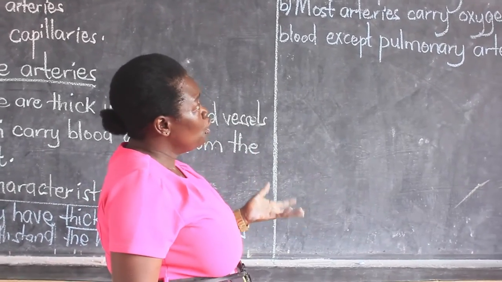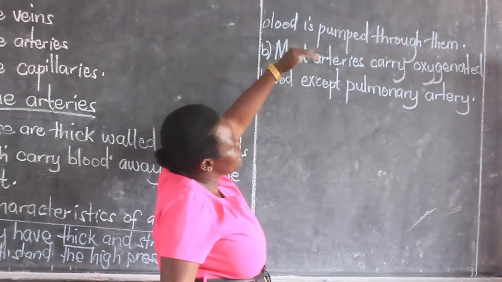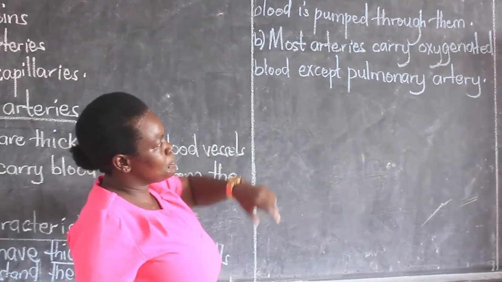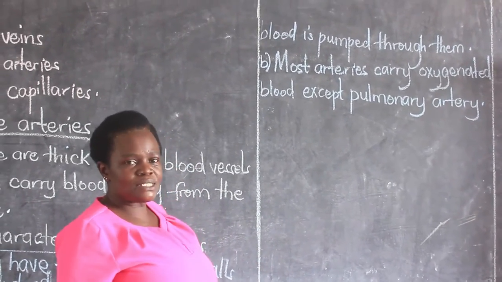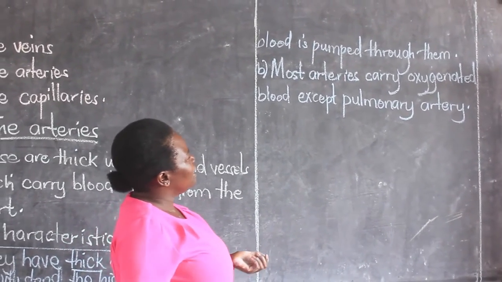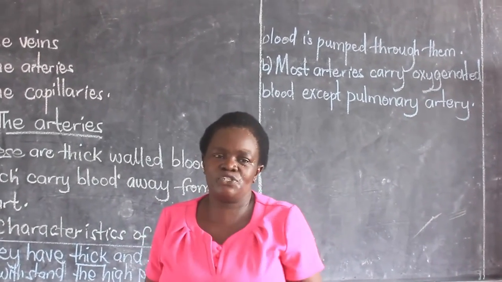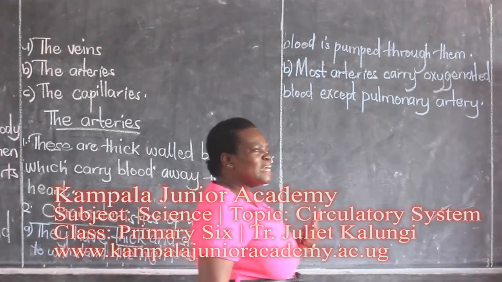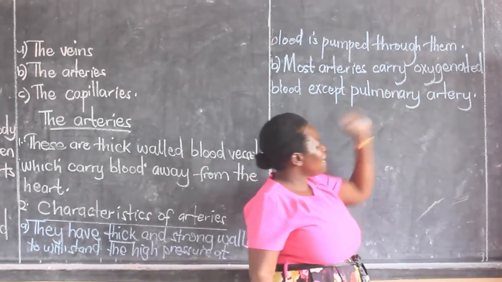Why is it special? Because if most of them do carry oxygenated blood, it carries another type of blood. So it becomes a special blood vessel. I will teach you that later in other lessons that are going to come in. Oxygenated blood means blood with oxygen. Arteries carry blood with oxygen, and blood with oxygen is what we call oxygenated blood.